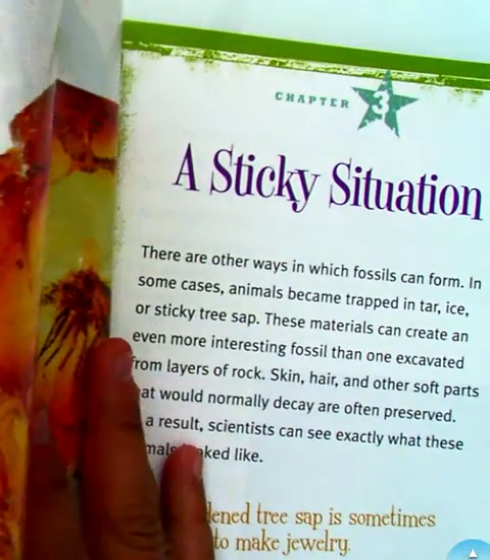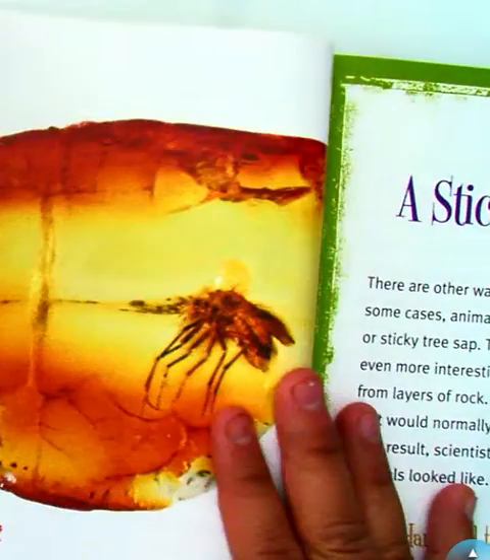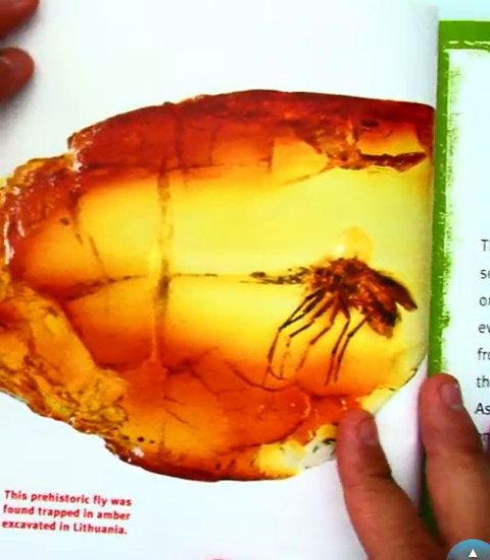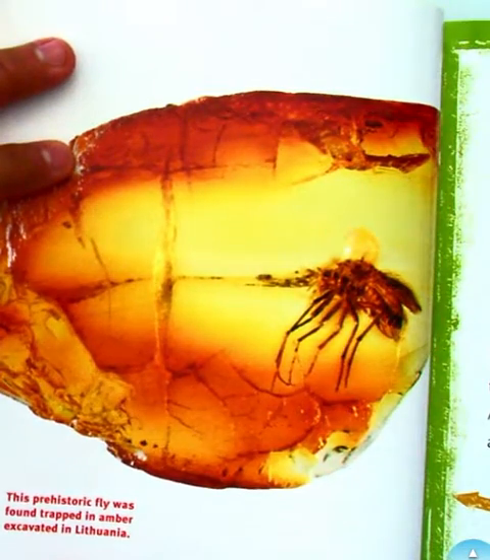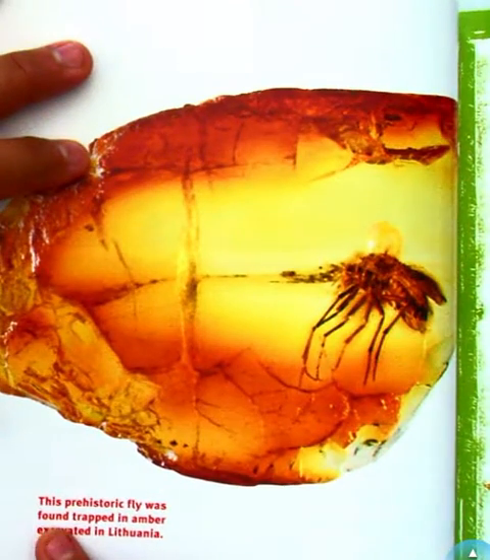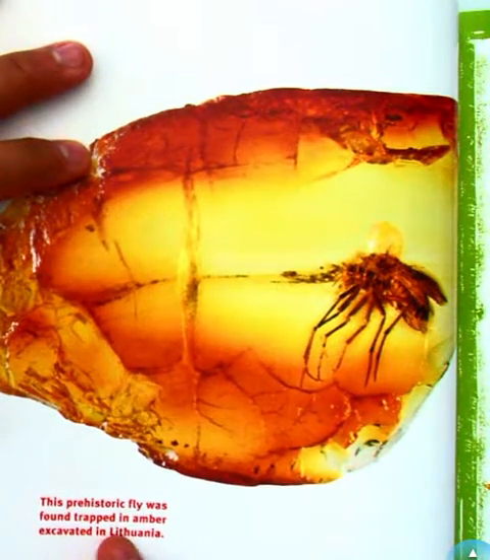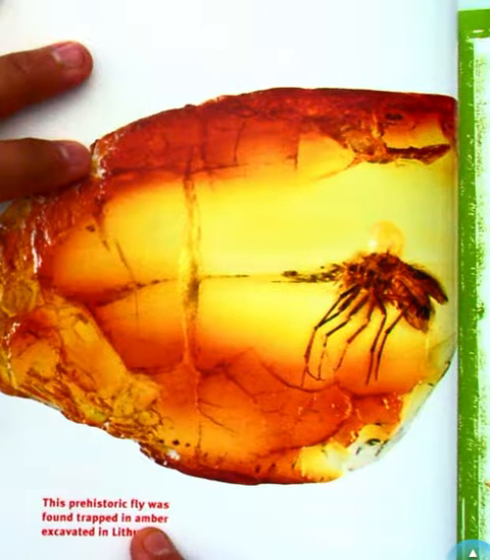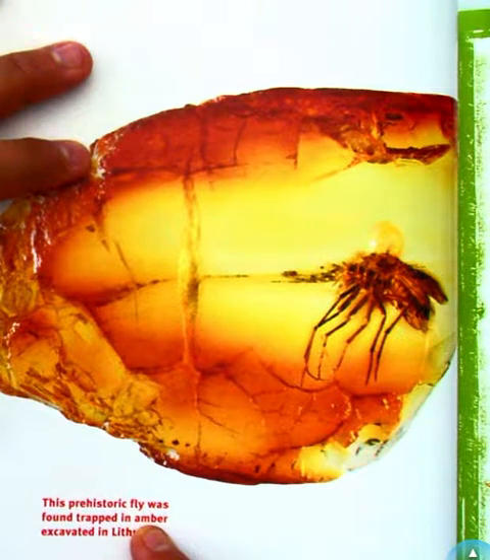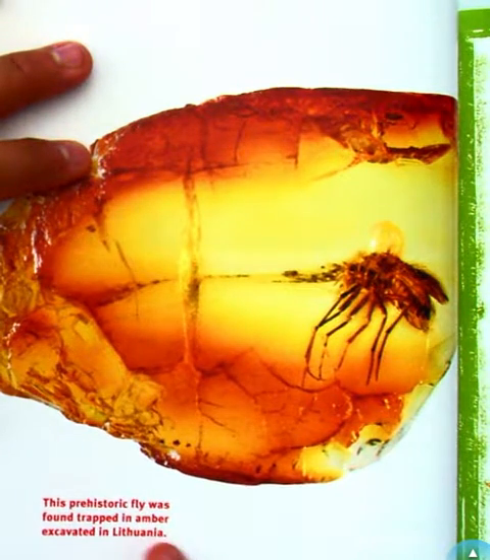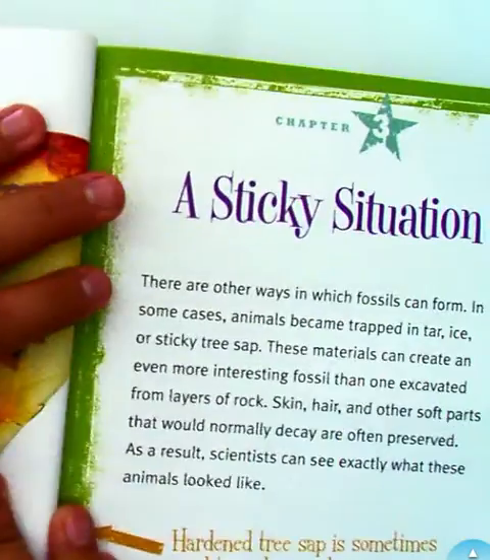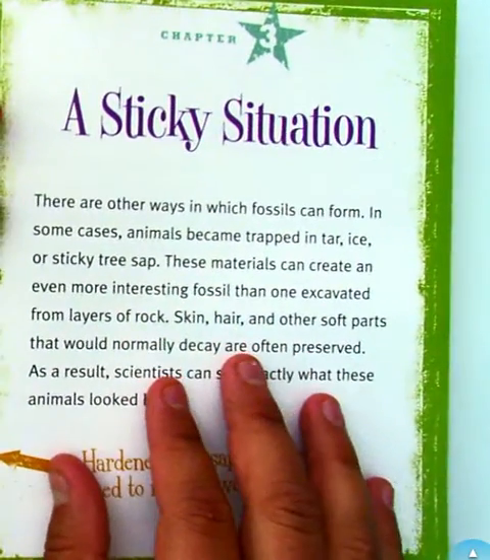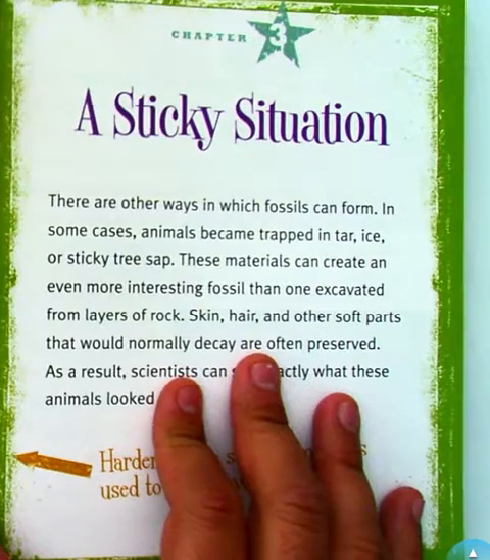And that, ladies and gentlemen, is Chapter 2. Chapter 3 is going to be a sticky situation. This is a prehistoric fly that was found trapped in amber. Can you say amber? Amber. Excavated in Lithuania. Read every day. Chapter 3 is a sticky situation. All right, guys, read every day.